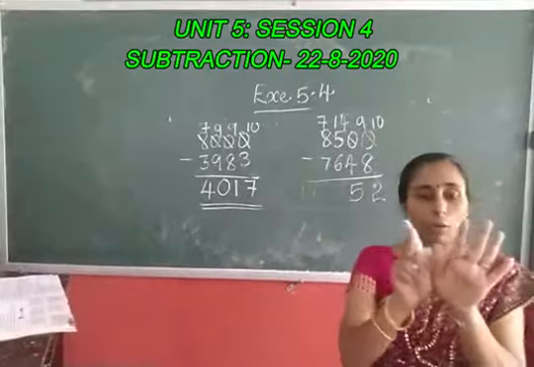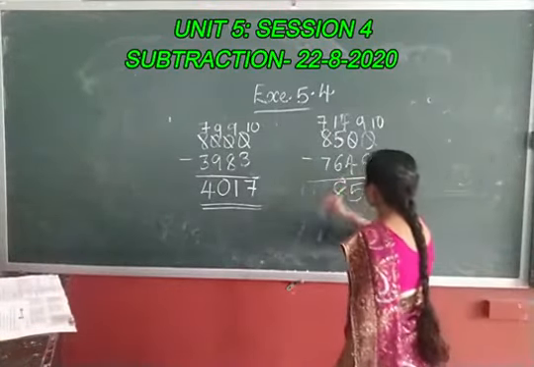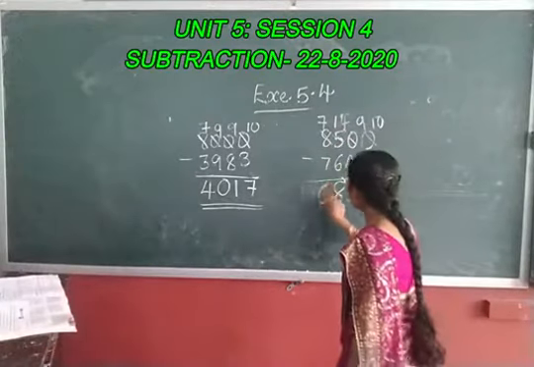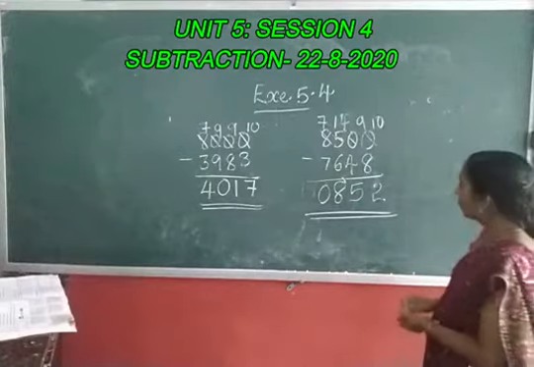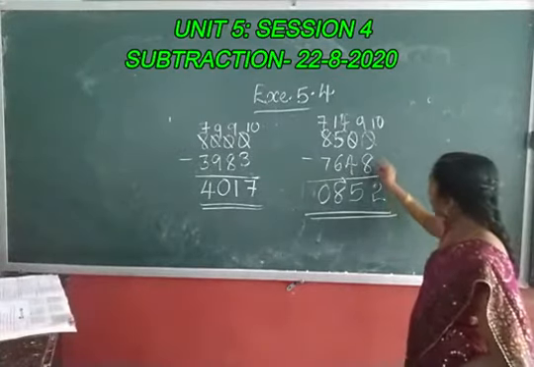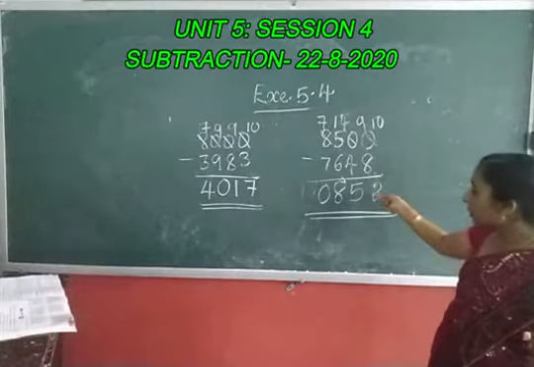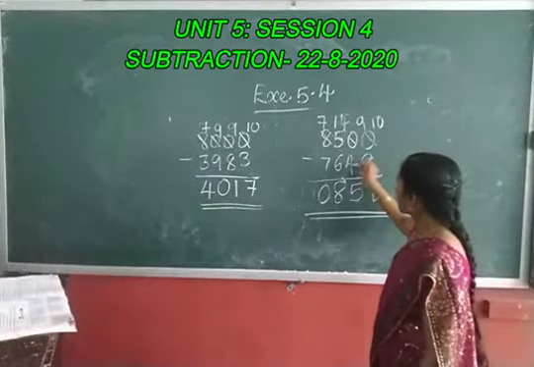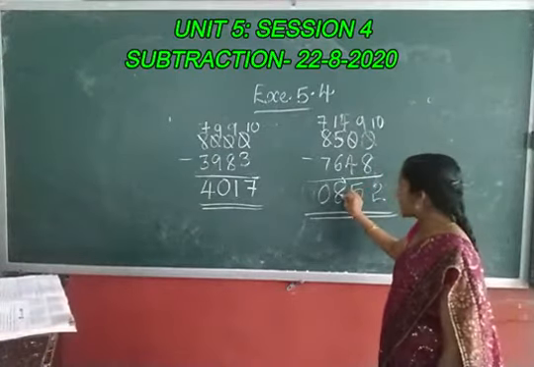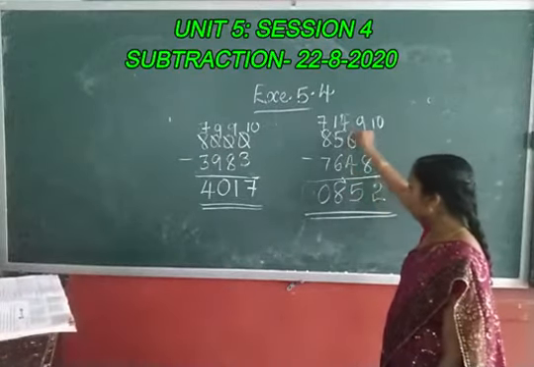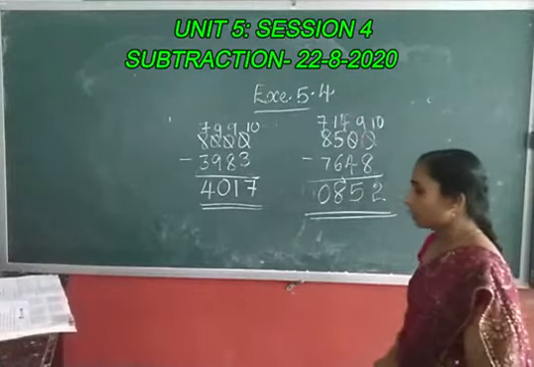How many numbers have we got? 8. Or 6 plus 8, 14. 8, and 7 minus 7, 0. Answer 852. Check it. 8 plus 2, 10. 1 is carried over. 1 plus 5, 6. 6 plus 4, 10. Again 1 is carried over. 1 plus 8, 9. 9 plus 6, 15. Again 1 is carried over. 1 plus 7, 8. Next one.